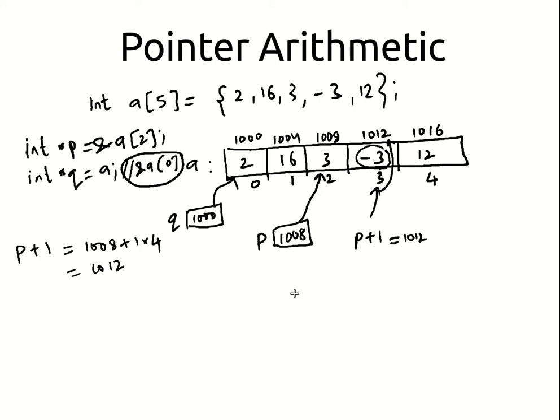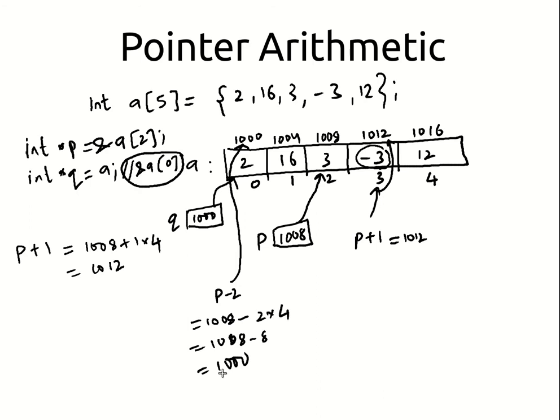Now I can also do P minus 2. P minus 2 is 1008 minus 2 into 4, which is 1008 minus 8, nothing but 1000. So I get the base address. P minus 2 will point to the first element, so it will be 1000. This is how pointer arithmetic works here.